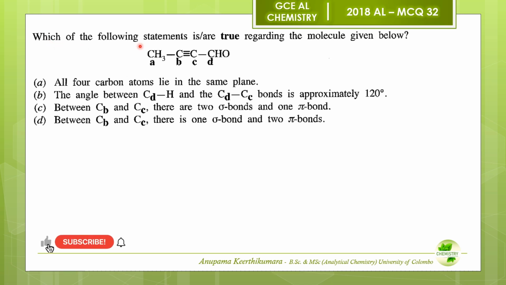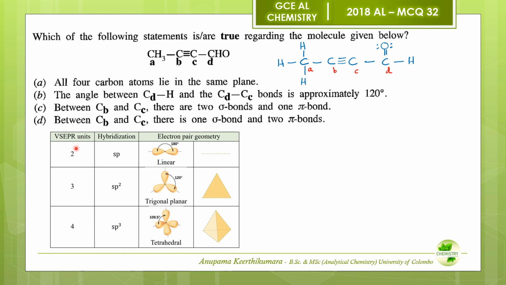Which of the following statements are true regarding the molecule given below? First, we will draw the Lewis structure for this molecule: CH3, then a carbon-carbon triple bond, then CHO. These carbon atoms are labeled as A, B, C, and D. There are 4 center atoms in this molecule, and we will find the number of VSEPR units around each center atom.